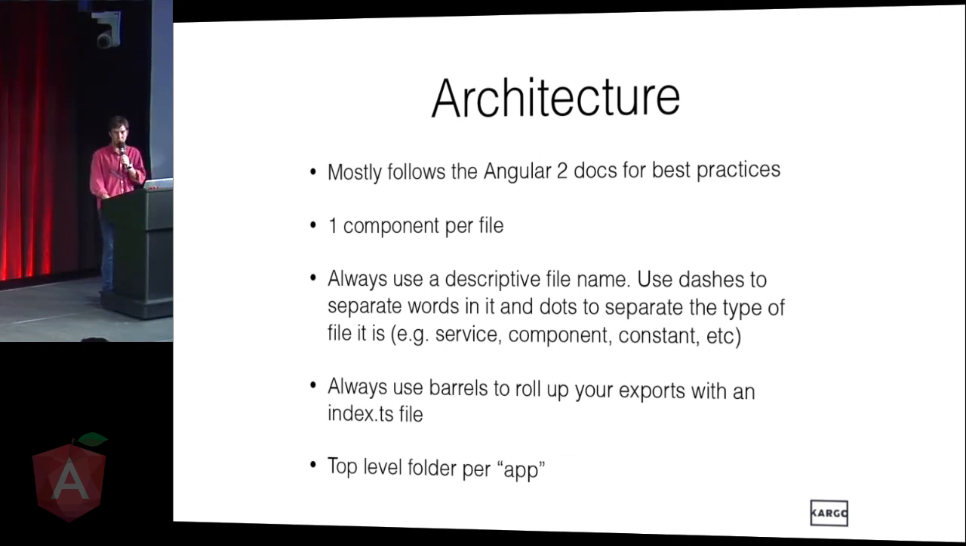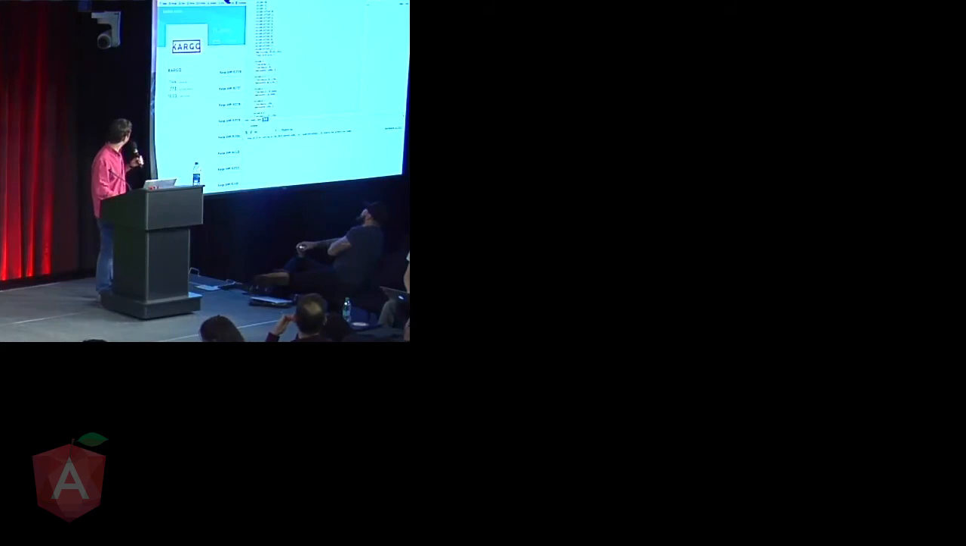One of them is one component per file, and you should typically put your components in a single directory. Always use a descriptive name for your component, and they recommend dashes separating the words in the component and dots to denote the type of file it is. So for example, if it's a service or component, you put .component or .service at the end. Always use barrels to roll up your exports with an index.ts file and have a top-level app folder. So again, I'll quickly show this to you.